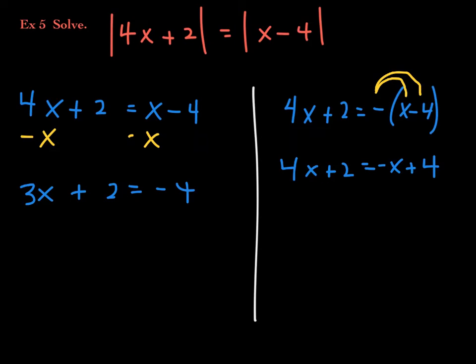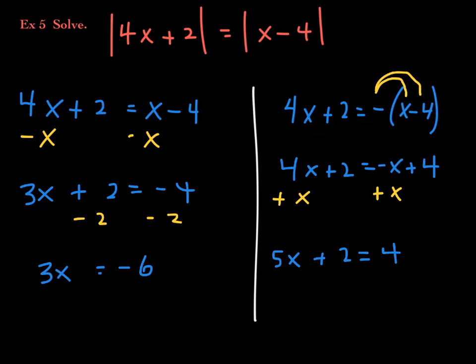On the left-hand side, what I'll do next is subtract 2 from both sides. Over here on the right, I'll add x to both sides to collect my variable terms on the same side. The left-hand equation turns out to be 3x is equal to negative 6. On the right, I have 5x plus 2 is equal to 4. On the left-hand side, I'll wrap this up by dividing both sides by 3. On the right-hand side, I'll subtract 2 from both sides.